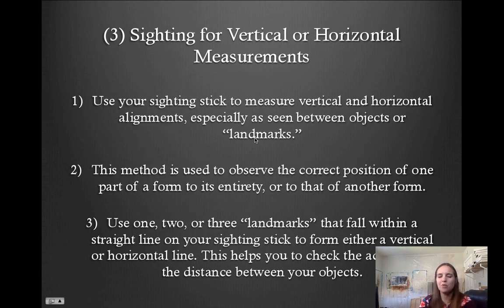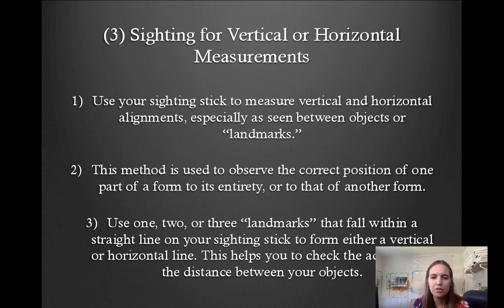All right, so we have one more way of using sighting. Sighting for vertical or horizontal measurements. Using your sighting stick to measure vertical and horizontal alignments, especially as seen between objects or landmarks. This method is used to observe the correct position of one part of a form to its entirety, or to that of another form.